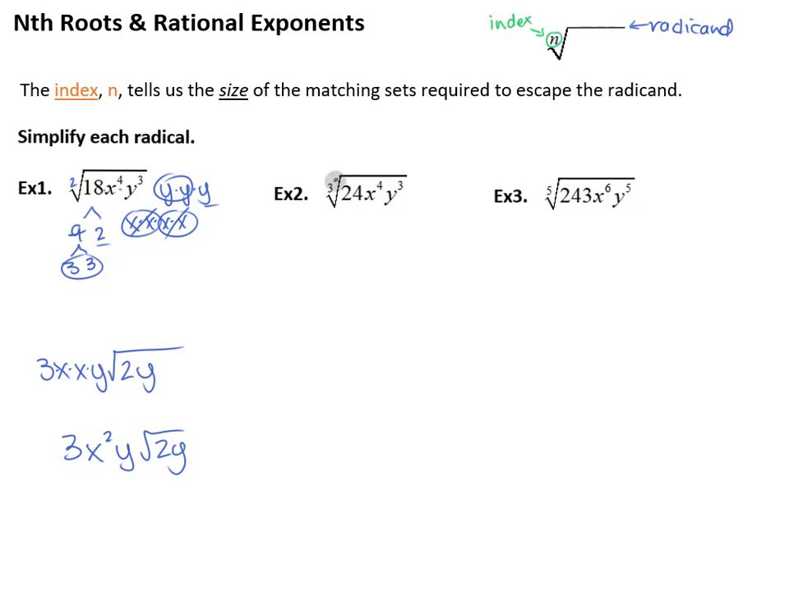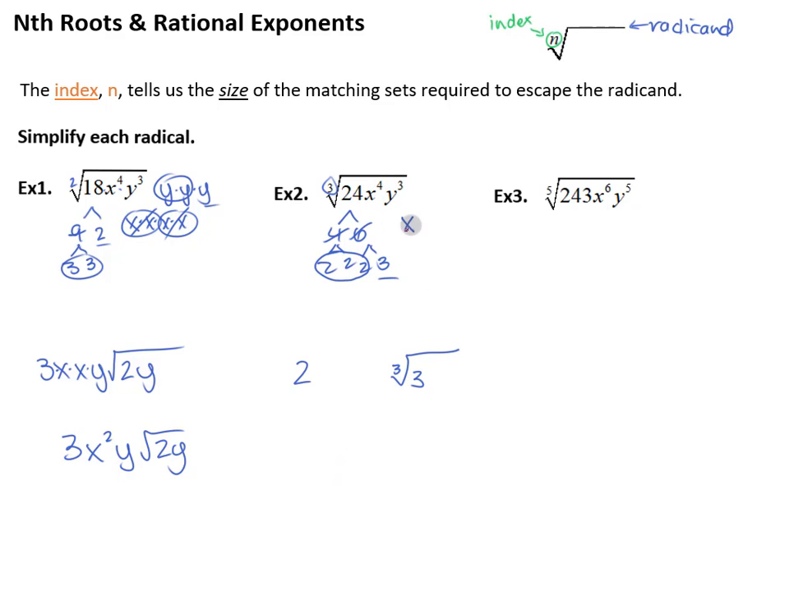Okay, for example 2, this time we're looking at a cubed root, which is asking us what times itself 3 times would give us these values. So essentially we're looking for sets of 3. So break 24 down into its prime factors, and we get 2, 2, 2, and 3. I do have a set of 3 2's, which means I can take a 2 out of my radicand. And then left in my cube root would be this single 3.